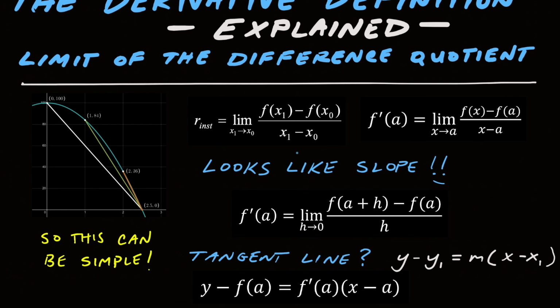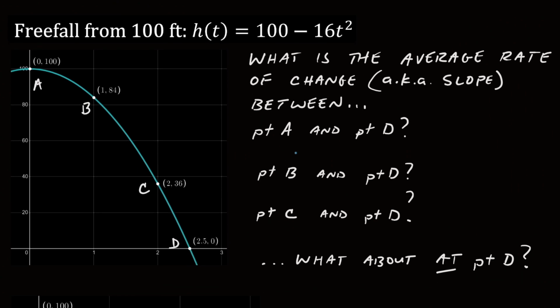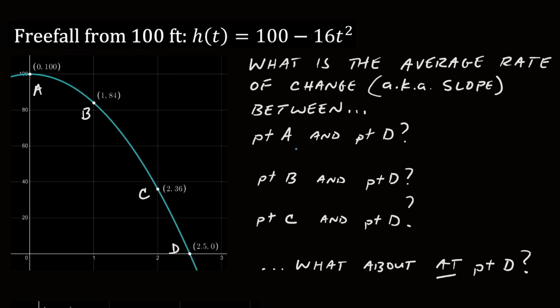So we're going to start this by looking at an example. If we were to demonstrate the height of an object as it falls from 100 feet, it's given by the equation h of t, the height at any given time, equals 100 minus 16t squared. So we might be wondering, what's the average rate of change, or basically the slope, between points A and D?